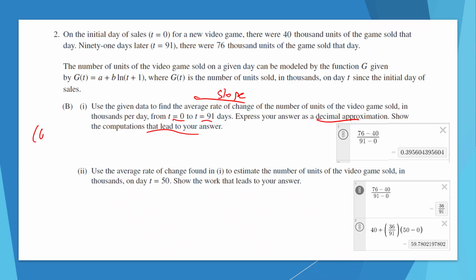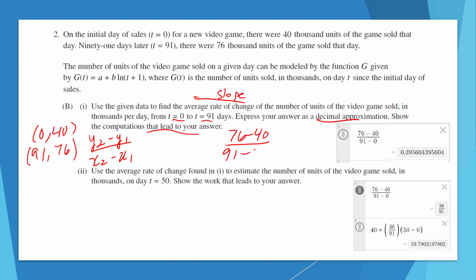I'm going to use the 2 points that we were given right away, so 0, 40, 91, 76, and then plug them into the slope formula, so y2 minus y1 over x2 minus x1. Here we get 76 minus 40 over 91 minus 0. This should then simplify into 36 over 91. That's still no good. You're going to want a decimal. So 0.395, and you can round it up to 0.396 as your answer to B.